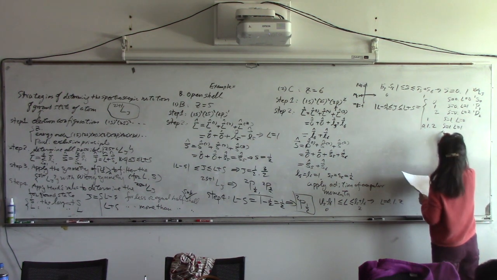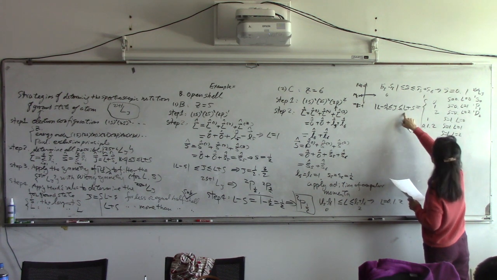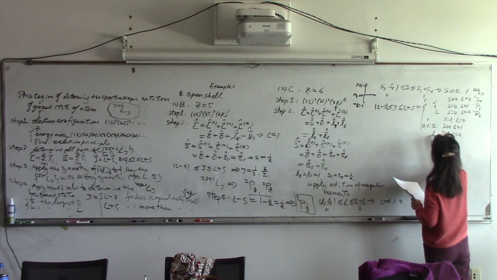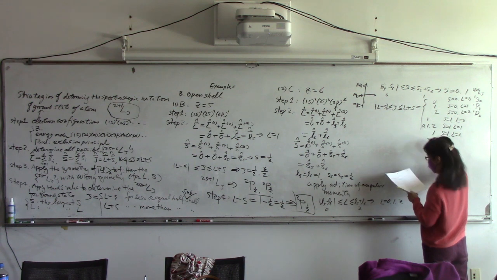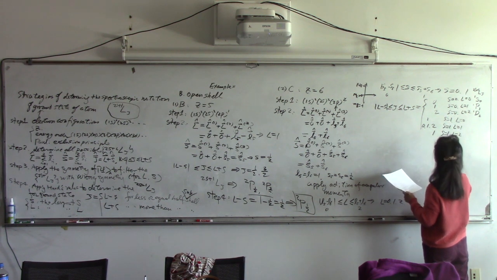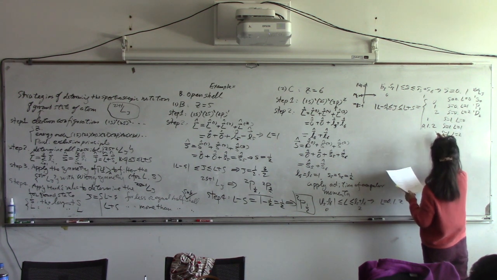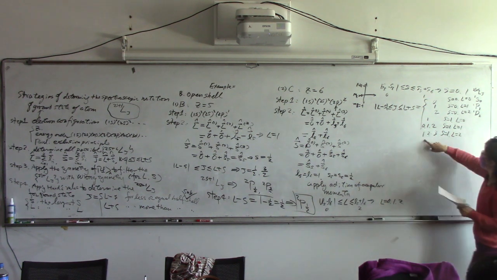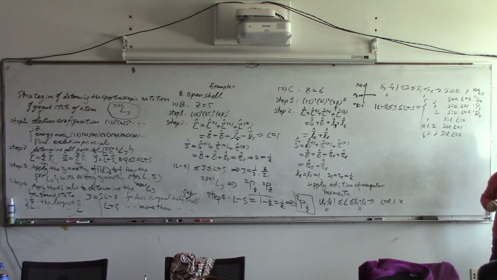Then another one, S equal to 1, L equal to 2. Here, 2 minus 1 is 1, right? So that is 3, 2, 1, right? 2 minus 1 is 1. So that is the 3 values for J.